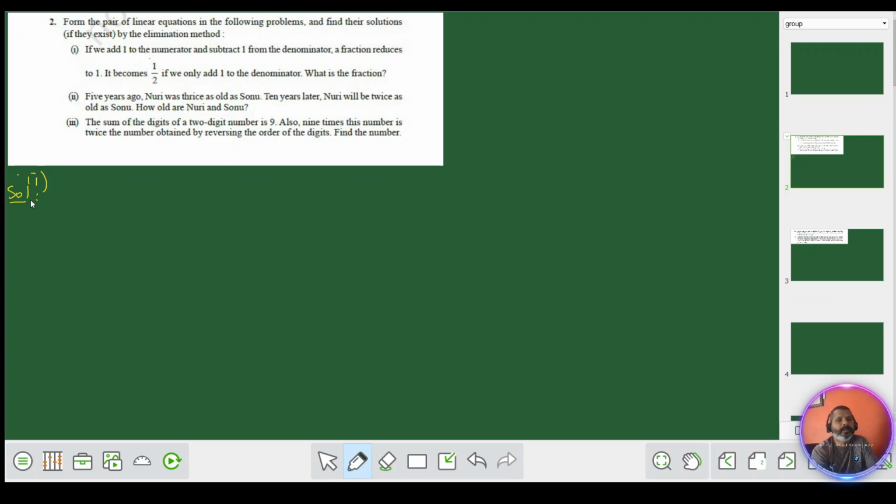When you write the solution, then the question number. See, it's a very important question. Please mark this as important. It is an ages question. 5 years ago, Nuri was thrice as old as Sonu. Means Nuri's age is 3 times Sonu's age.